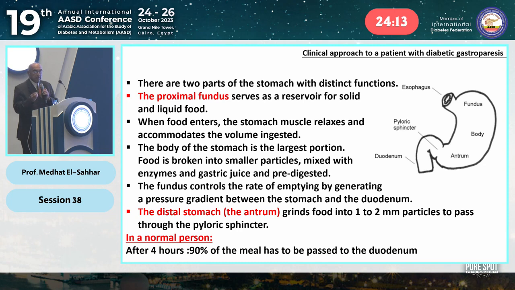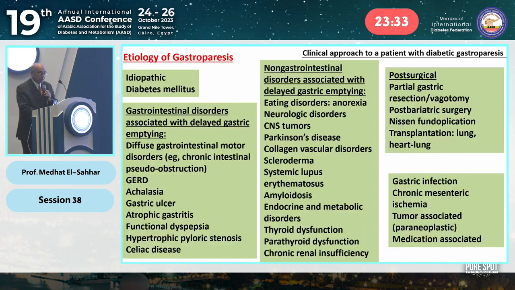All of us know that the stomach has two parts, the fundus and the body, which accommodate the food and mix it, and then the antrum will pass these small particles to the duodenum. The fundus exerts a pressure to push the food. If this motility is not good, much of the food will remain. Usually, after 4 hours, 90% of the food in our stomach has to pass to the duodenum. If there is more than 10% in our stomach, this means delayed gastric emptying. So this is our point today.